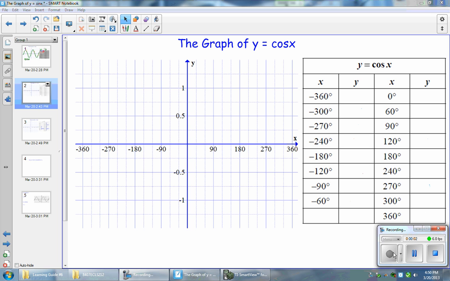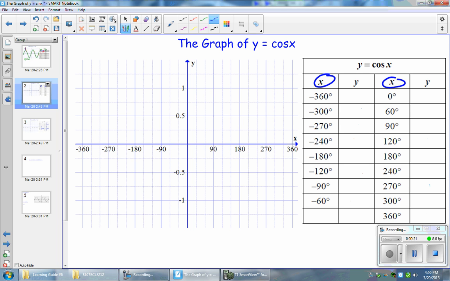All right, so the next thing we're going to look at is what the graph of y equals cos x looks like. Once again, we're given an empty Cartesian plane on the left-hand side and an empty table of values on the right-hand side. So I have several x values here, and we're going to find the corresponding y values for those x values.